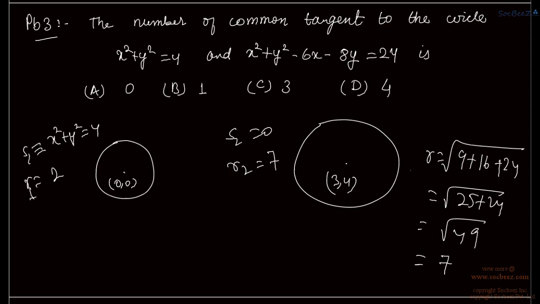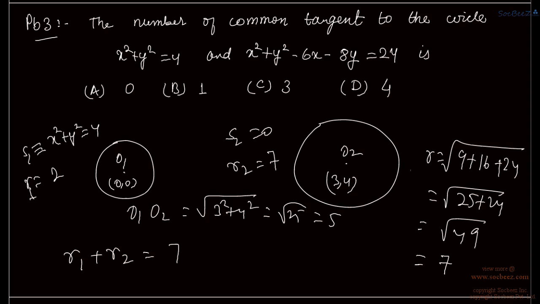So distance between the centers of the circle, say this is O1, this is O2. So O1O2 is 3 square plus 4 square under root, which is equal to 9 plus 16 under root, 25 under root, which is equal to 5. So O1O2 is equal to 5. Distance between the centers is equal to 5, which is less than the sum of the radii of the circles. R1 plus R2 is equal to 7 plus 2 is equal to 9.